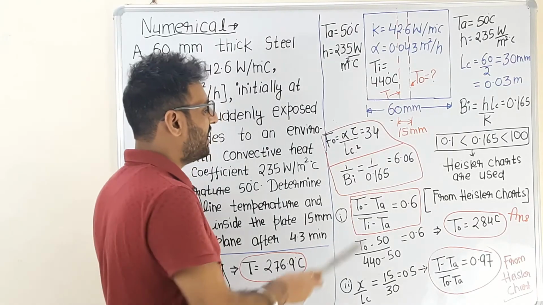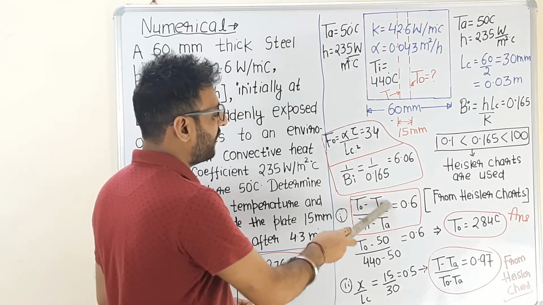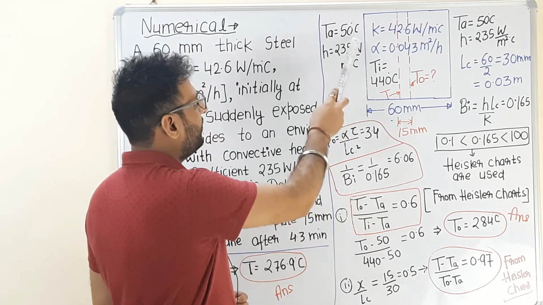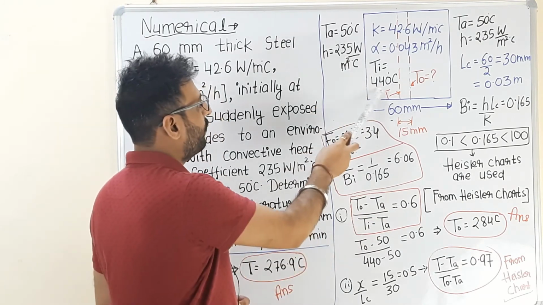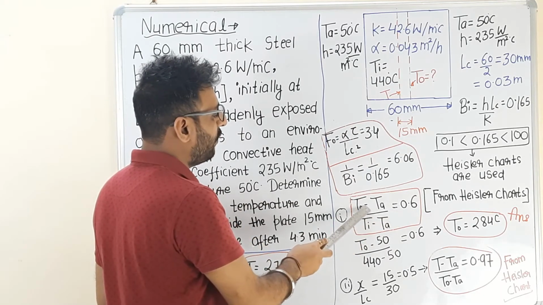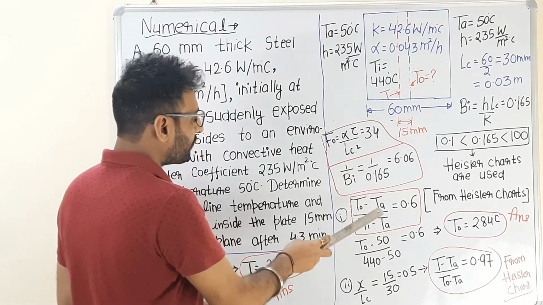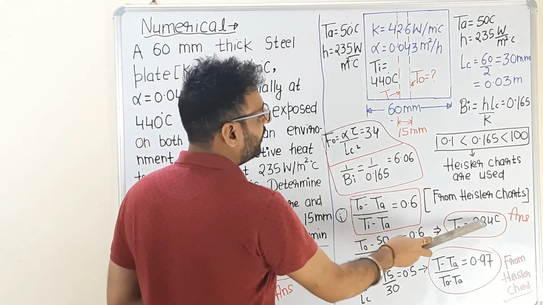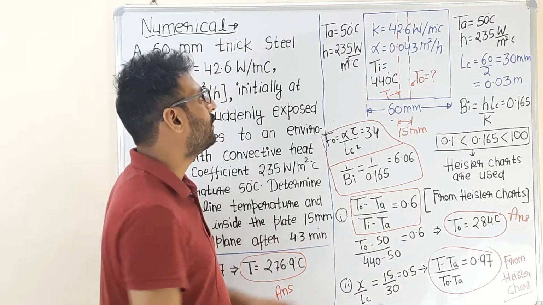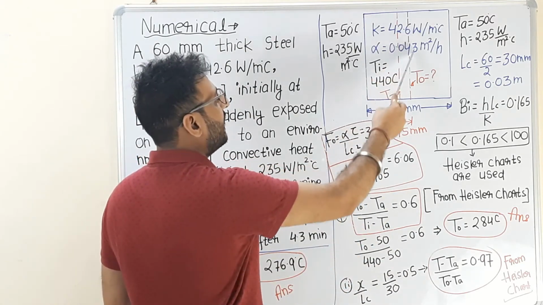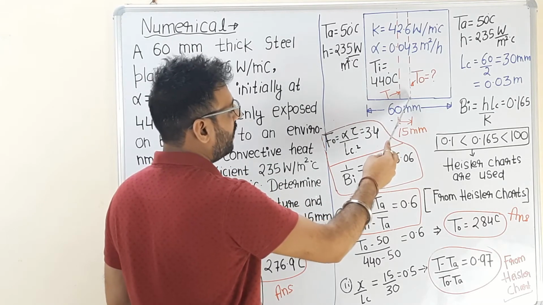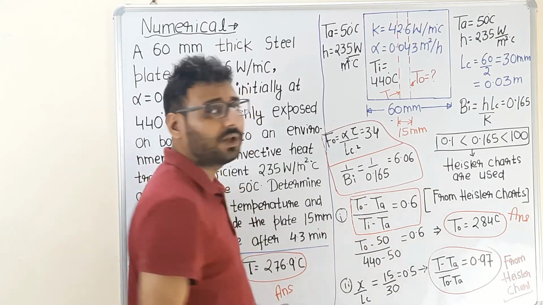From the Heisler chart we have determined the value of this factor as 0.6. As we already know, the value of Ta is 50 degree centigrade, Ti is 440 degree centigrade. So from this factor we can determine the value of T0. After solving, the value of T0 comes out to be 284 degree centigrade. So the first part of the numerical is solved. We have determined the temperature at the mid plane of the plate after 4.3 minutes, which comes out to be 284 degree centigrade.